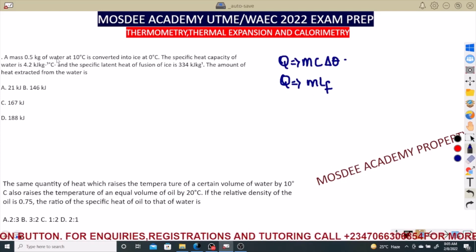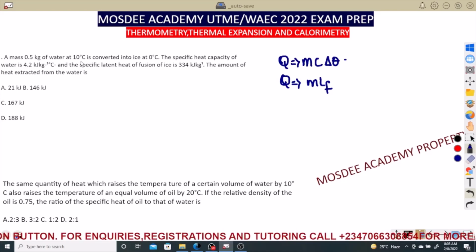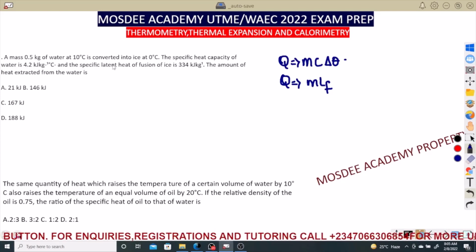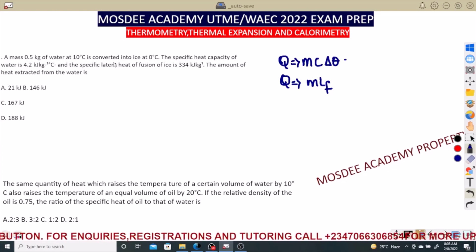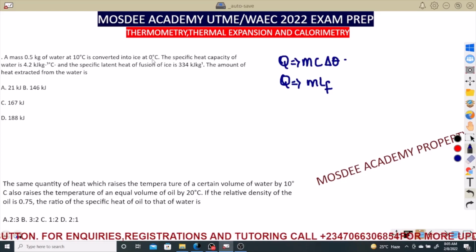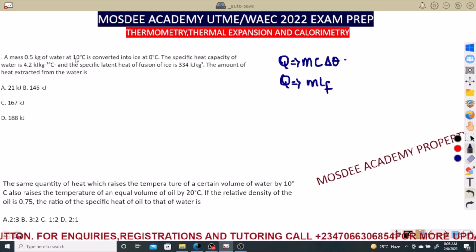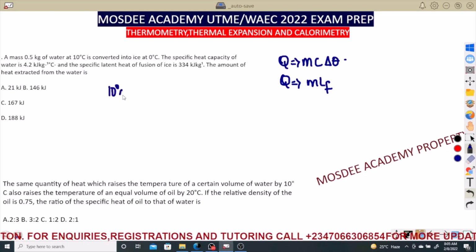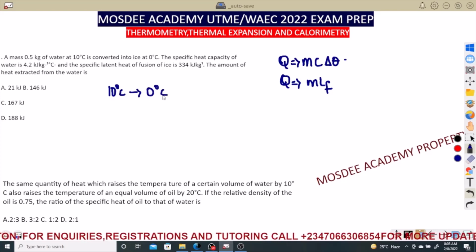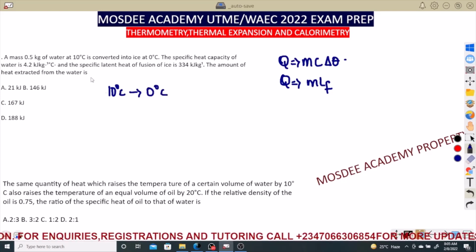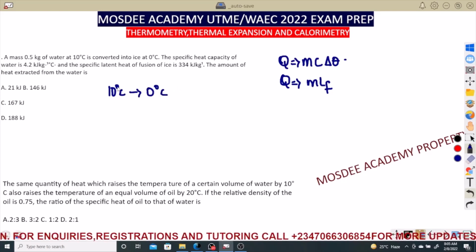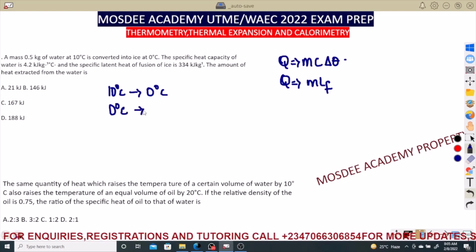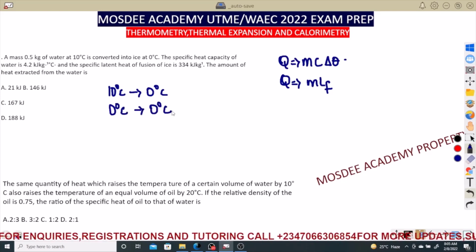So in this case, look at it. This was first of all cooled. Water was converted to ice at 0 degrees Celsius. So the first thing is the temperature is going to be changing. For example, from 10 degrees Celsius, the temperature was cooled down to 0 degrees Celsius. After it was cooled down, there's a change in temperature, specific heat. Then at 0 degrees Celsius, latent heat now, it was converted, with no change in temperature.